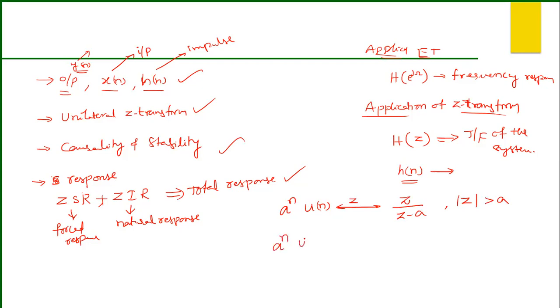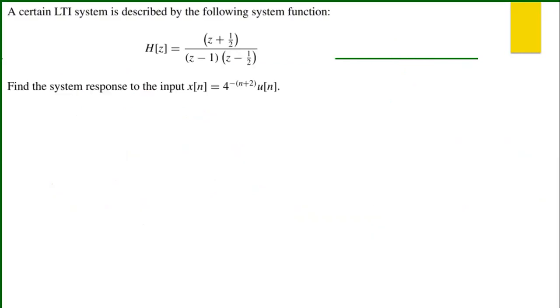Second, a power n, left-sided, u of minus n minus 1. What is the Z transform? It is the negative side, that's why minus z divided by z minus a. So what is the ROC? Mod z is less than a. This is the ROC. If you know these two, you can easily solve any numerical they give. You need to watch the previous videos I uploaded till now. You watch the videos and finally you come to this video. Definitely you will get 20 marks from this module. You can answer in the examination.